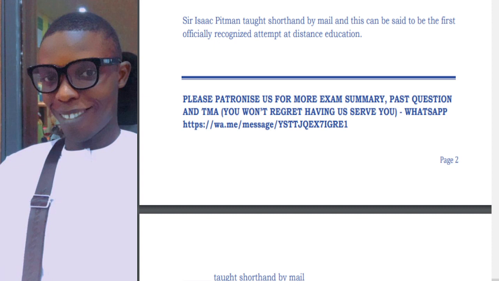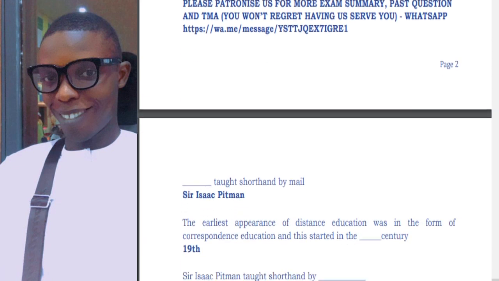All right. So this particular man, Isaac Pitman, taught shorthand, and he taught it using mail. So he was one of the people that benefited from applying this particular system of learning. That is what is called correspondence education, and it is known as the first officially recognized attempt at distance education.